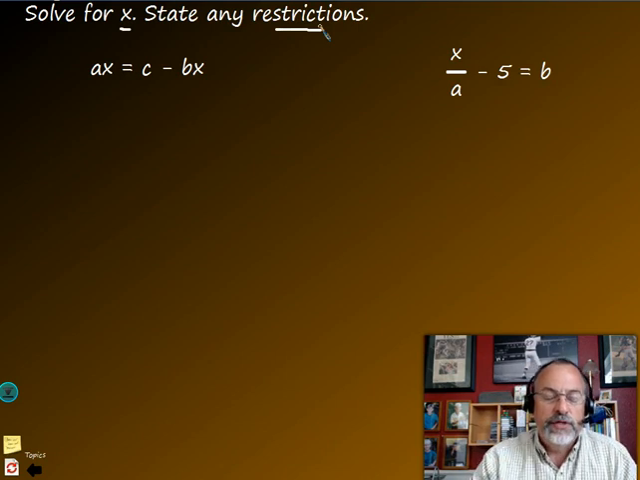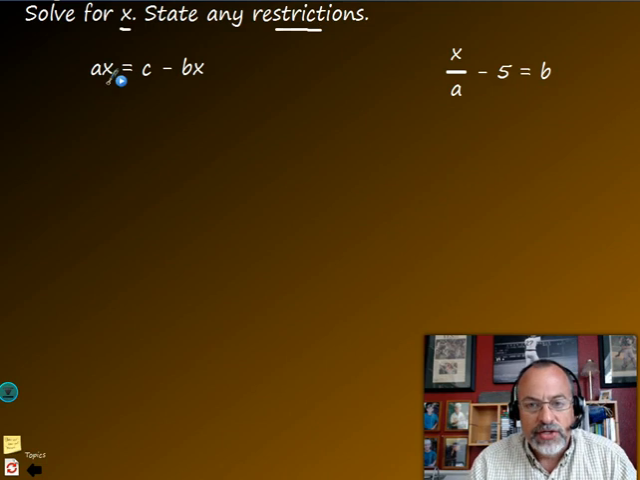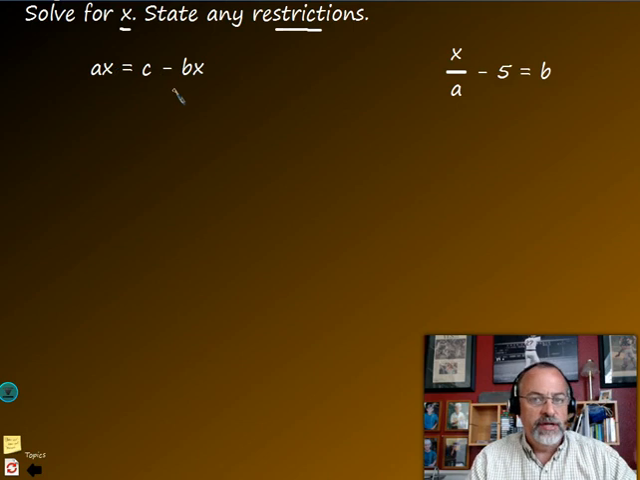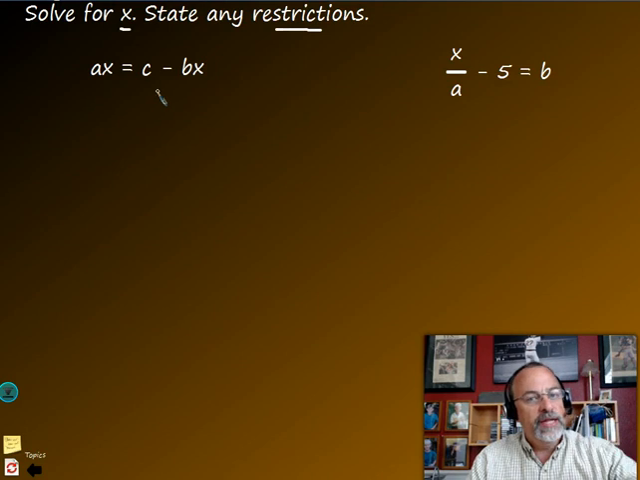The first thing we do is look at both sides and see if there are any like terms. There aren't any like terms on this side. There aren't any like terms on this side. So I go ahead to my next step. I want to remove any fractions if there are any. There aren't any fractions here, so I'm going to go to my next step.